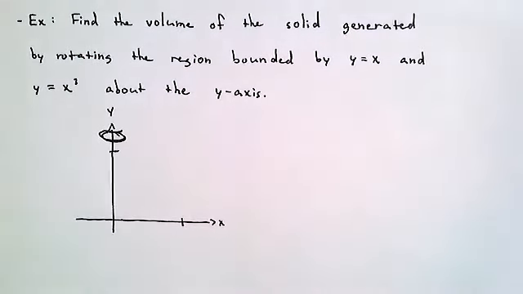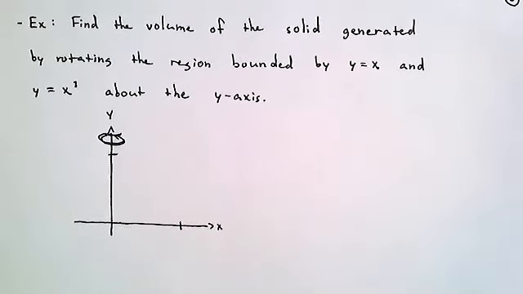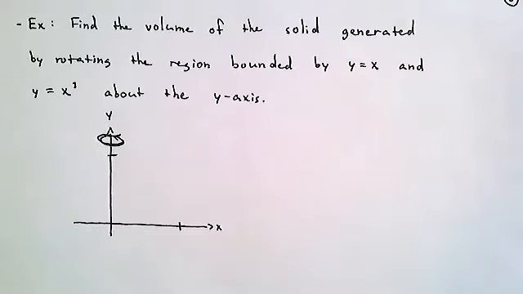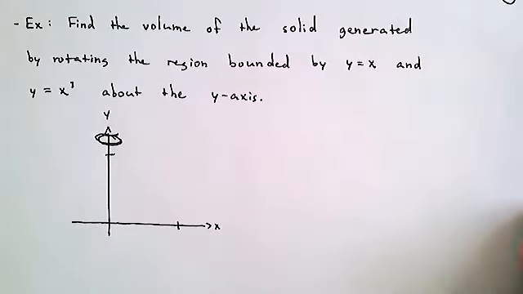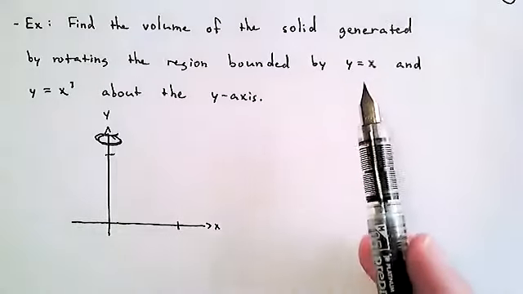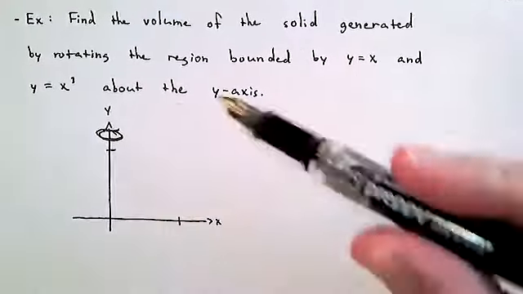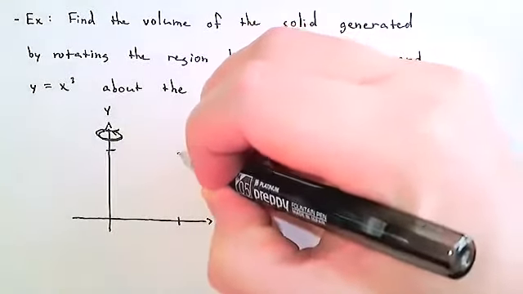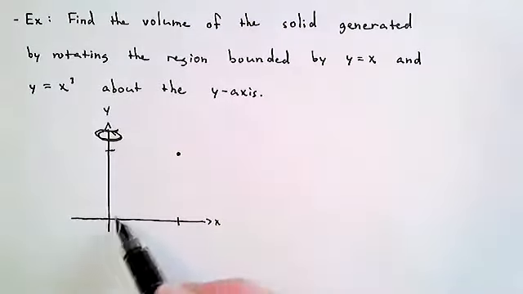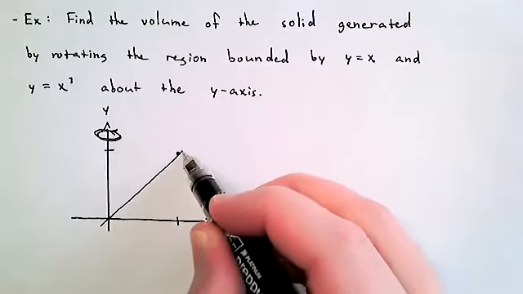So this is something that we saw last time when we were talking about disks, and we'll also need to think about different kinds of rotations with the washer method. Okay. So the first thing, as before, is to sketch the two curves to start making our graph. Y equals x, that is the line through the origin with slope 1. Okay. So just connect these two dots, the origin and the point 1, 1.